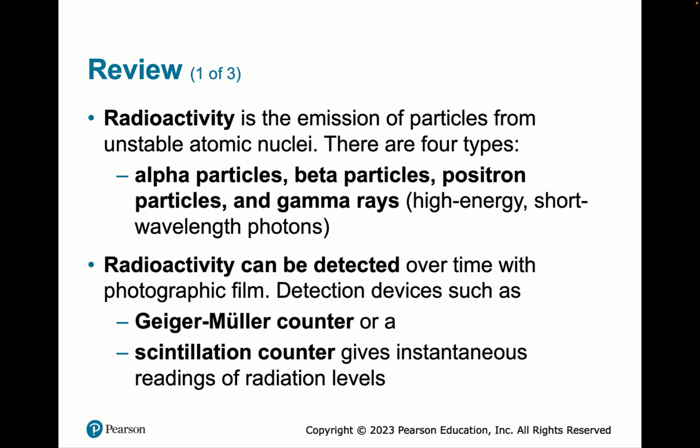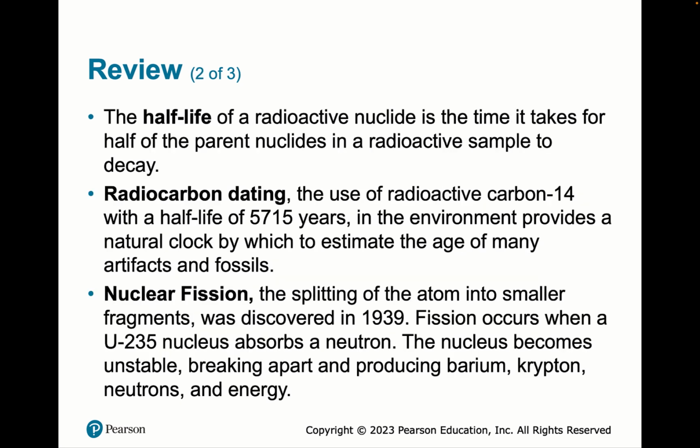So here's a review. Radioactivity comes from unstable atomic nuclei. There's alpha, beta, gamma, and also positron, although positron doesn't go very far. It's actually more like gamma. You can detect radiation with a film device, a Geiger-Müller counter, or a scintillation counter. The half-life is the time it takes for half of a sample to decompose.